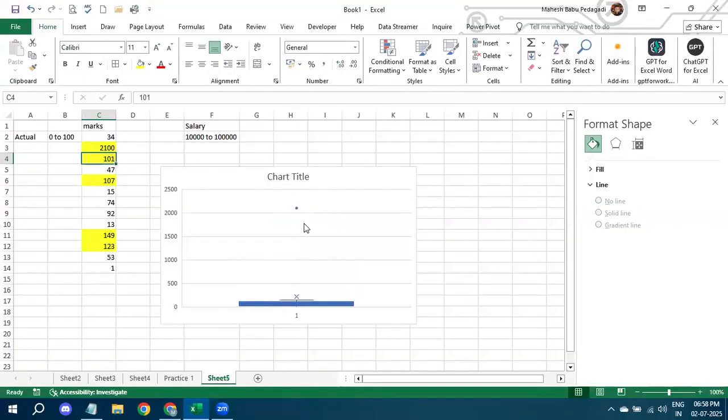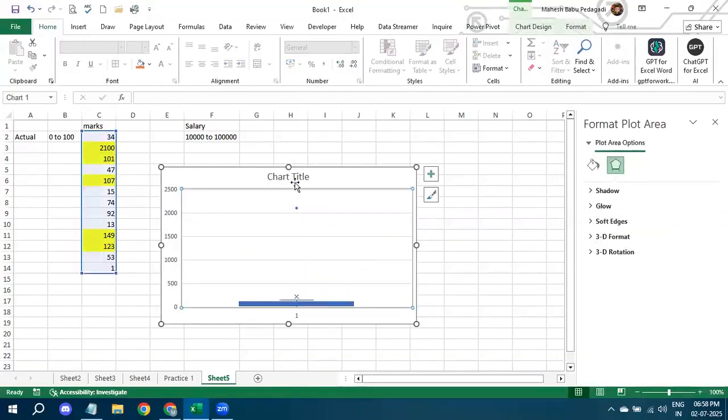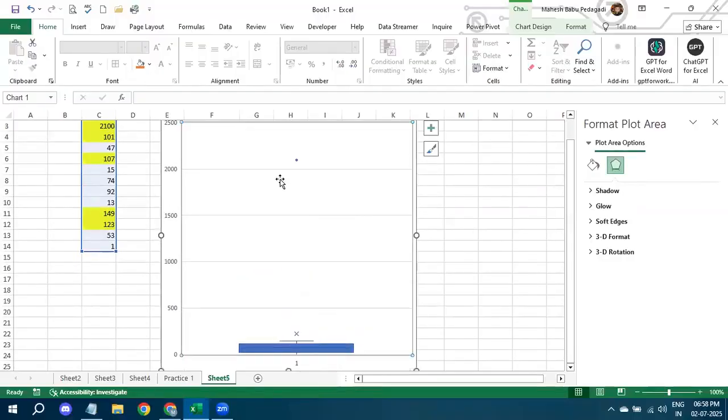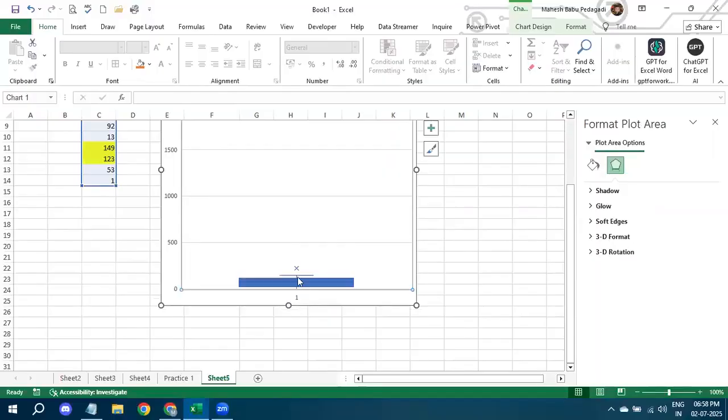Do you see this dot over here? Guys, can you see that? By using these dots, we can say whether there is an outlier or not. This dot is called an outlier. If the chart has many dots, that means many outliers. It has to be above this particular line.